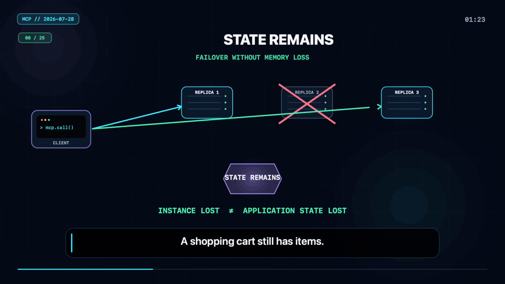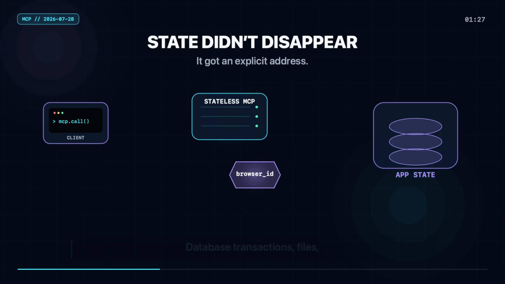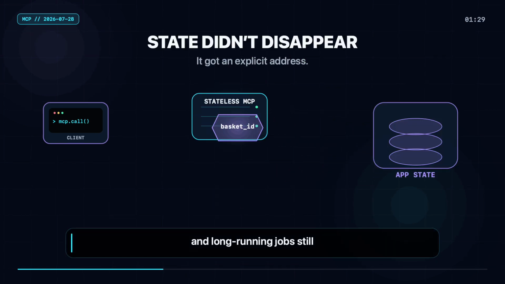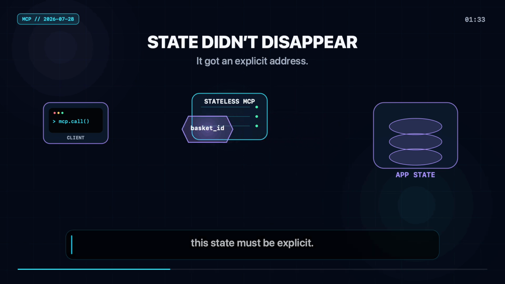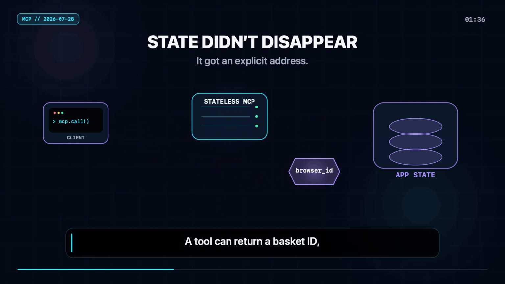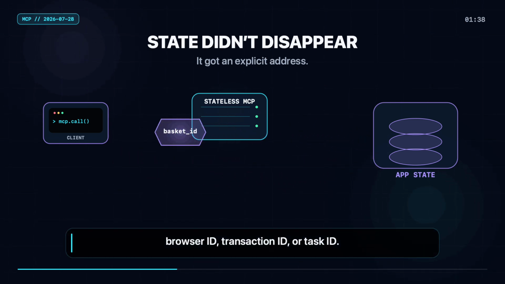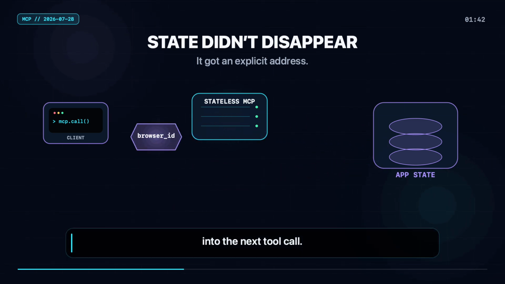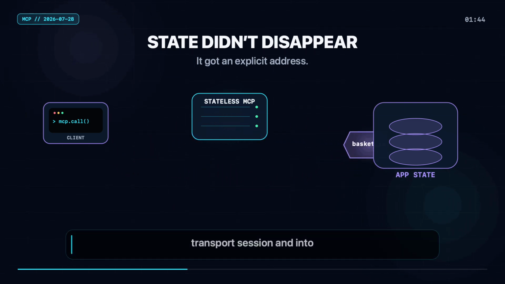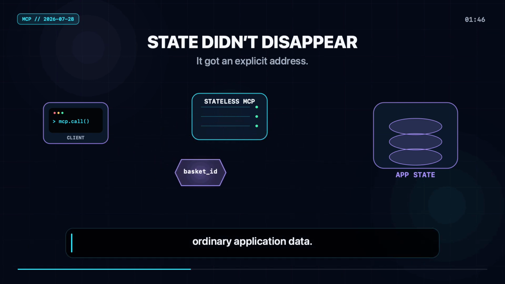A shopping cart still has items. Browser automation still needs a browser context. Database transactions, files, and long-running jobs still need durable state. The difference is that this state must be explicit. A tool can return a basket ID, browser ID, transaction ID, or task ID. The client passes that handle into the next tool call. State moves out of a hidden transport session and into ordinary application data.